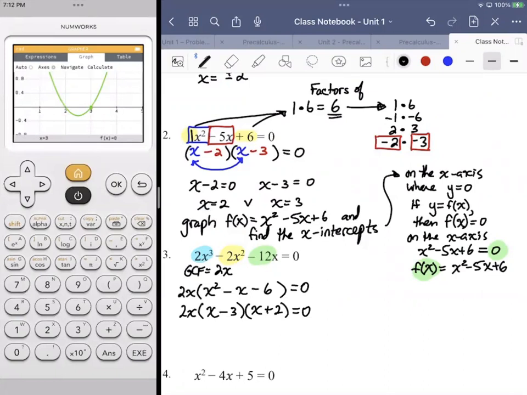Then we set each of our factors equal to 0. The name for that was the zero product property. And all that says is that if you have numbers that are being multiplied, if any one of them is 0, then the entire product is equal to 0. So I get 2x equals 0. That's 2x. And x minus 3 is equal to 0. And then x plus 2 is equal to 0.